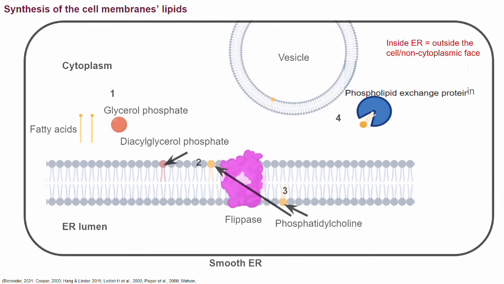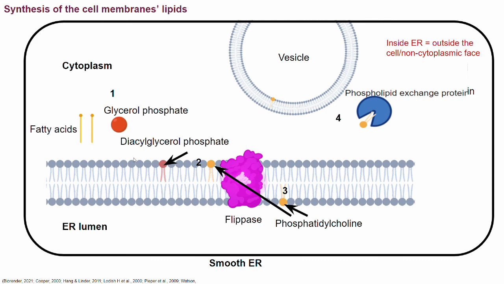Now, the synthesis of the membrane's lipids. So we talked about the structure, the function, and how proteins of the cell membrane are synthesized. Now, how are the different lipids of the cell membrane synthesized? So the process starts in the cytoplasm, and this time it involves the smooth endoplasmic reticulum. So rough endoplasmic reticulum, proteins; smooth endoplasmic reticulum, lipids.